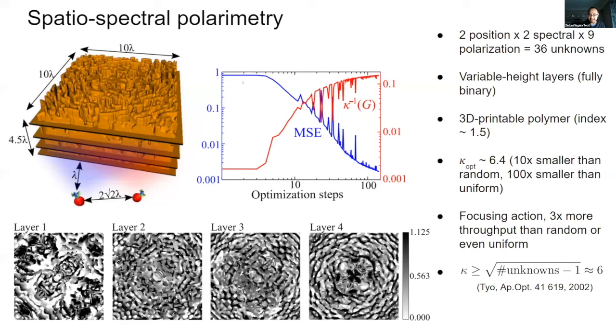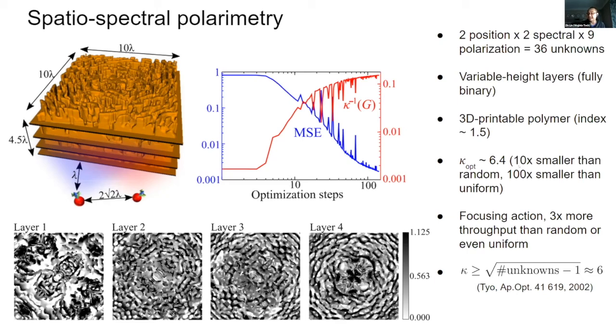And you can see that as the mean square error is reduced, the condition number of the measurement matrix is also reduced. It's reduced so much that the final number that we got was 6.4. And remember that your condition number cannot be smaller than 1. So it is now about the same order as the smallest possible you can get.